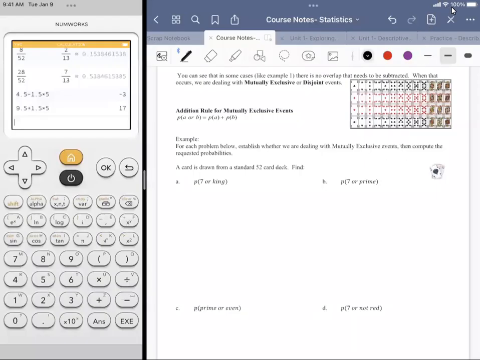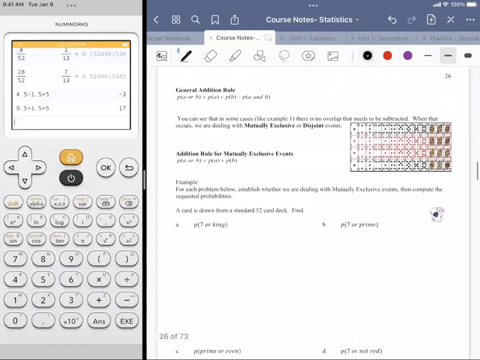So we have, again, page 26. We're looking at the general addition rule. And this is where we left off last class, where you're going to add probabilities, but then at some point you're going to subtract off if necessary.